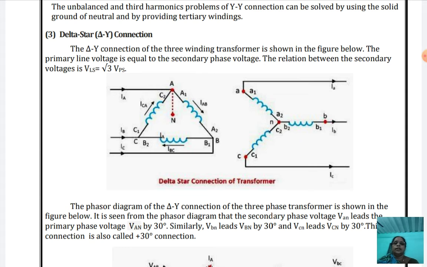Now you see the diagram: primary is delta, secondary is star. So on the primary side, line voltage is equal to phase voltage, but the line current is equal to root 3 times the phase current. In the star connection, the line current is the same as the phase current, but the line voltage is root 3 times the phase voltage.